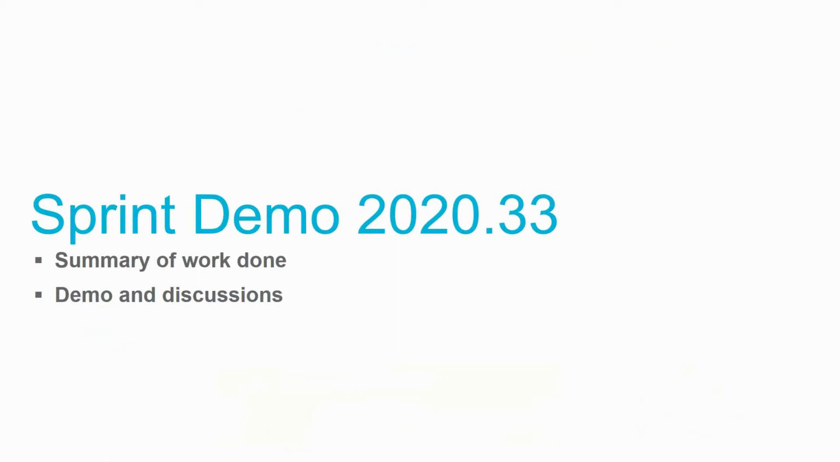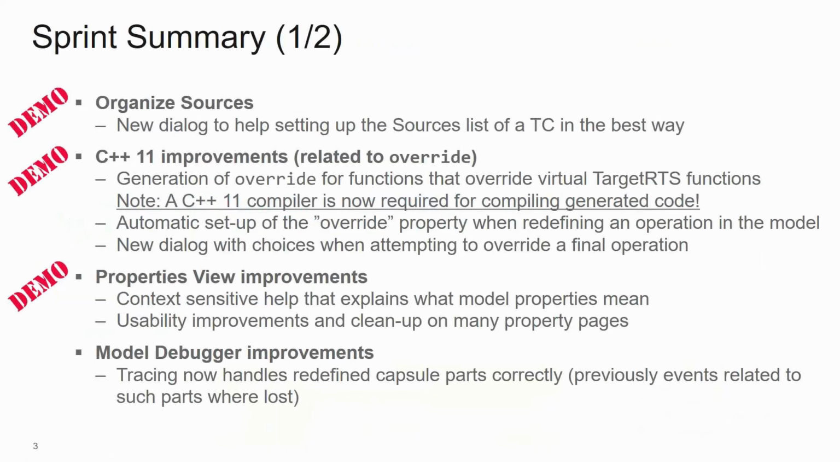Let's start with an overview of what we did in this sprint and then have the demos of some of the features. In this sprint, we have revived the organized sources feature that we had in Nintendo 2, but now it's working again, this time for the model compiler, and actually also, I think, a bit better than it worked before. So we will see a demo of that.